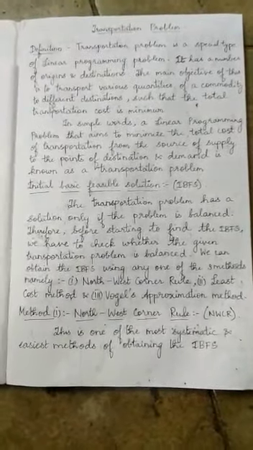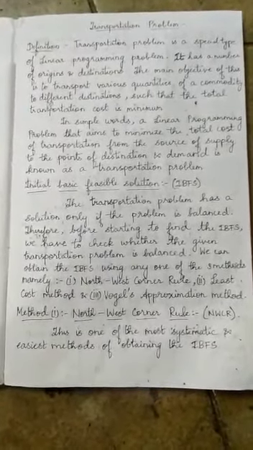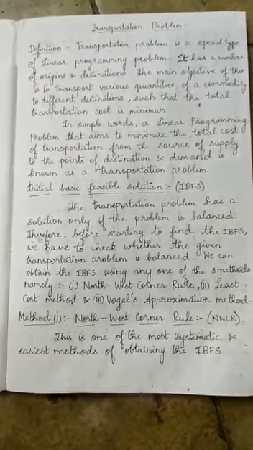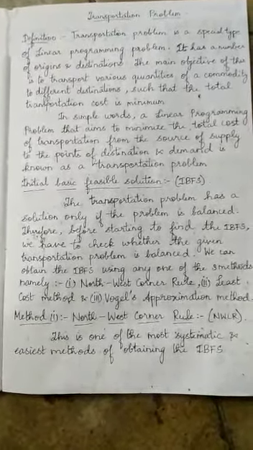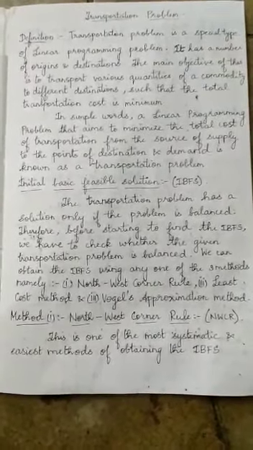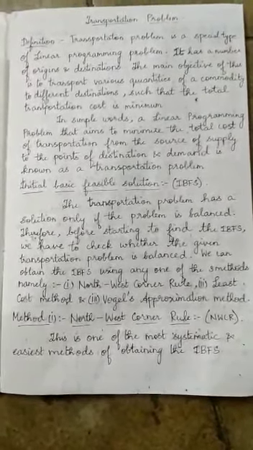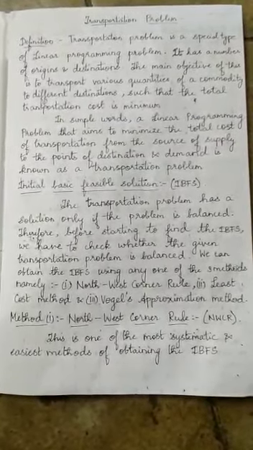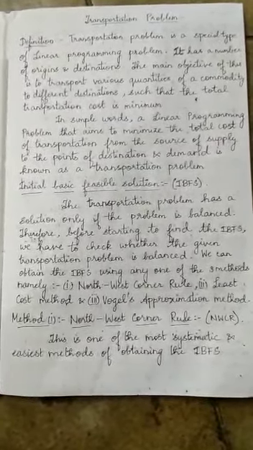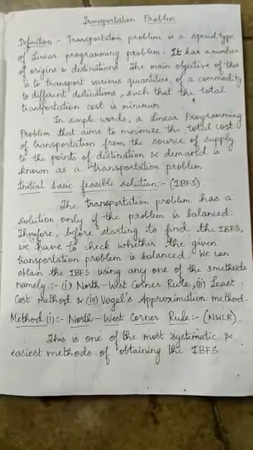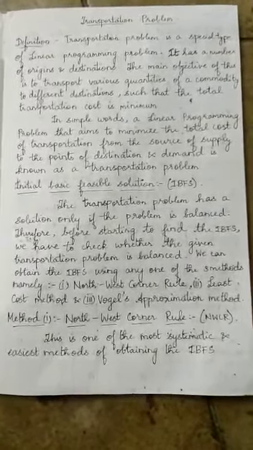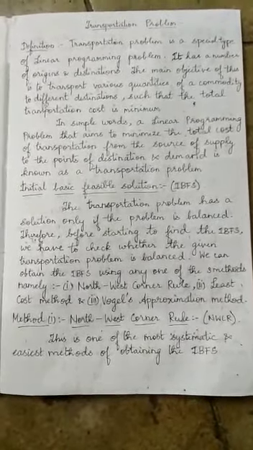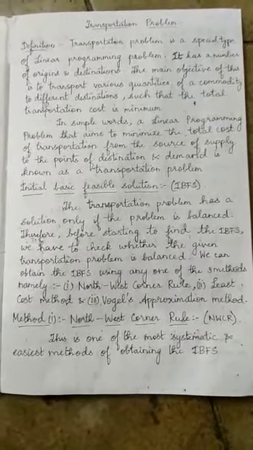Initial Basic Feasible Solution, shortly called as IBFS. The transportation problem has a solution only if the problem is balanced. Therefore, before starting to find the IBFS, we have to check whether the given transportation problem is balanced. We can obtain the IBFS using any one of the three methods, namely 1. Northwest corner rule, 2. Least cost method, and 3. Vogel's approximation method.